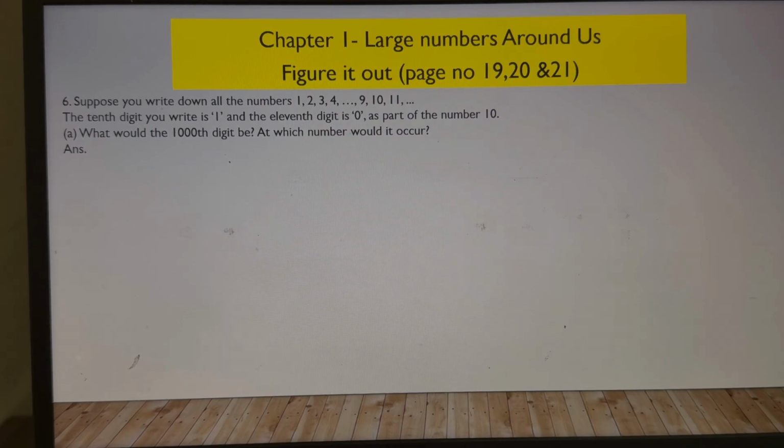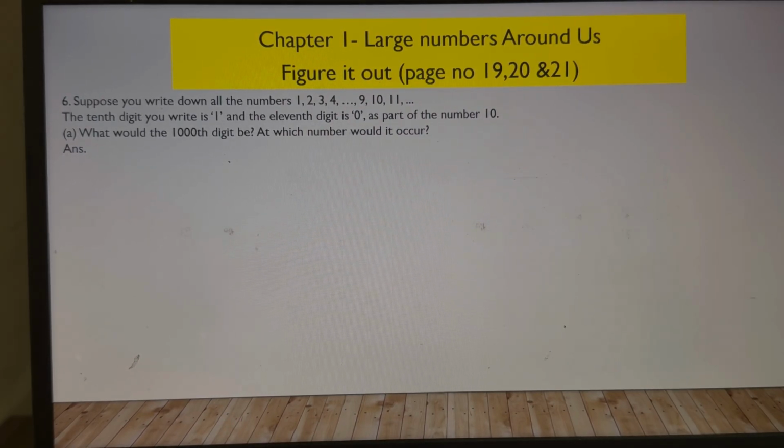We are continuing with chapter 1, Large Numbers Around Us, of grade 7, the new NCERT textbook Ganit Prakash. In the previous video I discussed Figure It Out, page numbers 19, 20 and 21, questions 1 to 5. In this video I am going to discuss questions number 6, 7 and 8.